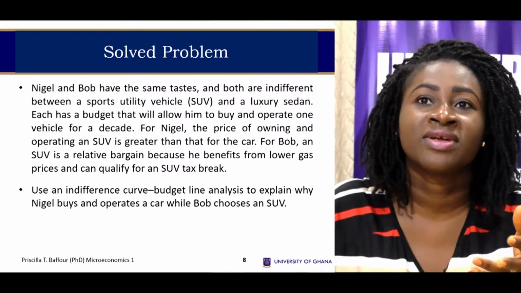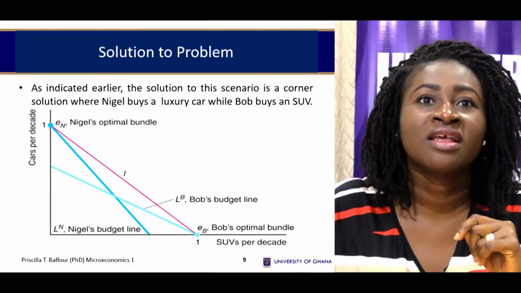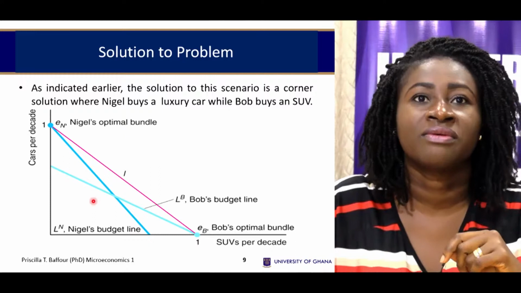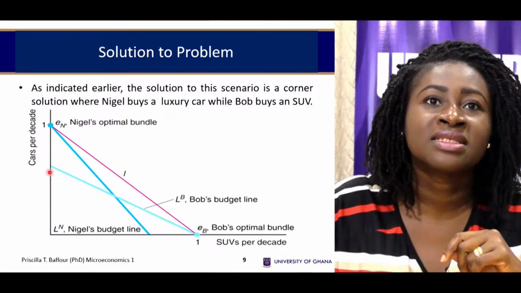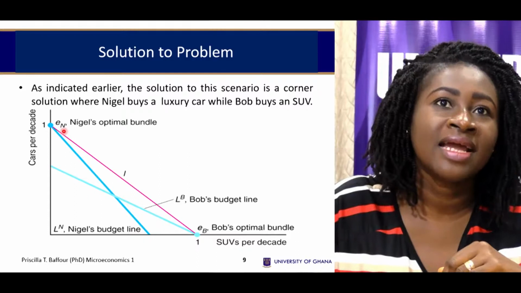So using indifference curves, how will you analyze this? One has a strict preference for one commodity and the other the same. This will be the indifference curve for Bob, where he has a strict preference towards the SUV because he can get a tax break by using an SUV and low gas prices. And then for Nigel, he will obviously go for a car, which is a sedan.